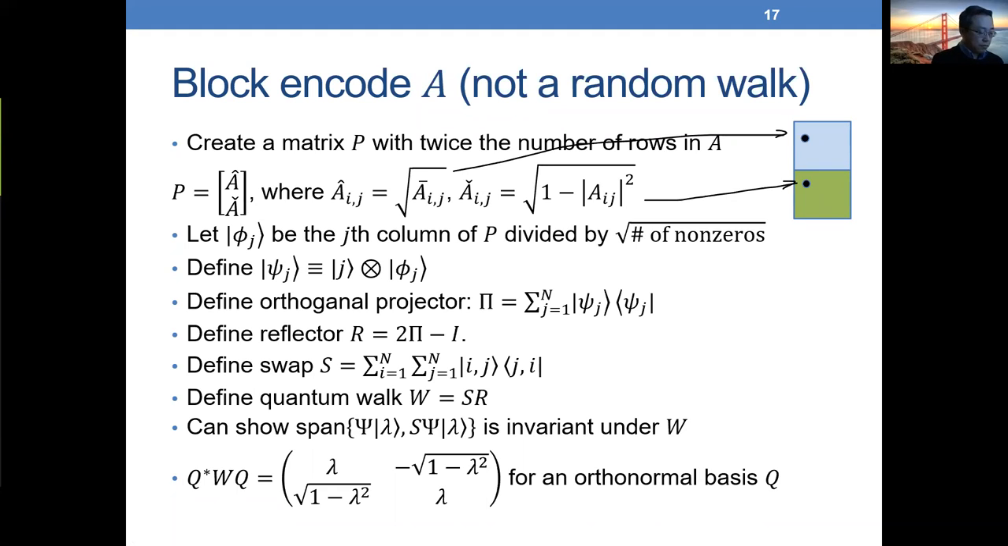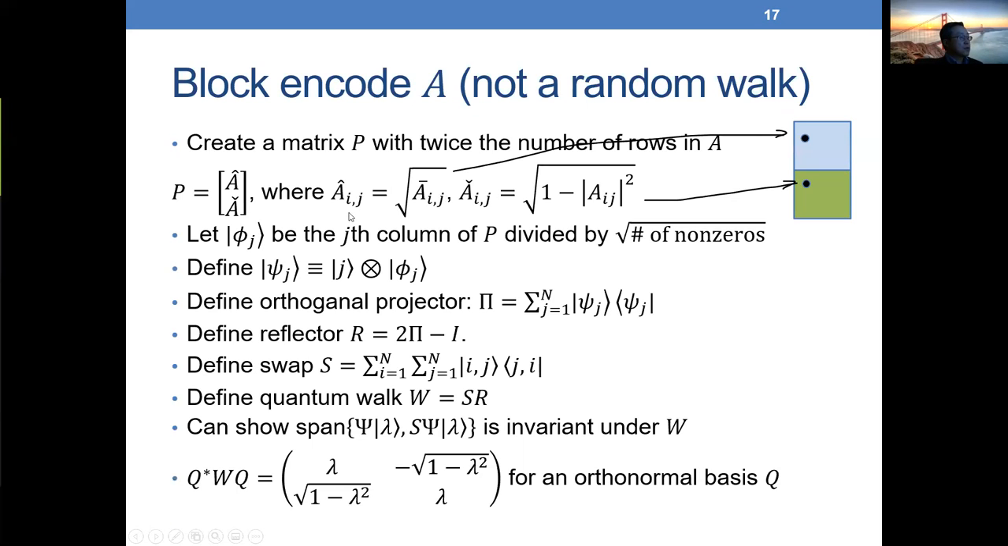Now, of course, the matrices that we work with are not always Markov chain matrices, transition matrices. So for an arbitrary sparse matrix, not a random walk, how do we actually block encode that?